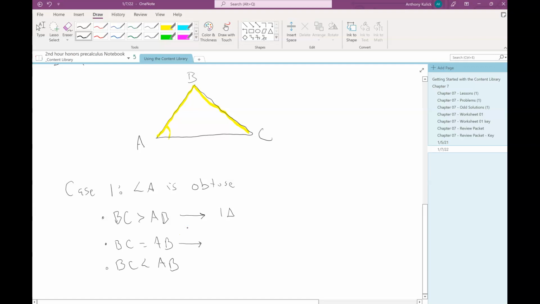If BC and AB are the same length, what does that mean? Is that possible? No, it can't be possible, because BC has to be the hypotenuse. So there are just no triangles possible in that situation. Similarly, if BC is smaller than AB, again, BC has to be the hypotenuse, so no triangle is possible in that situation either.